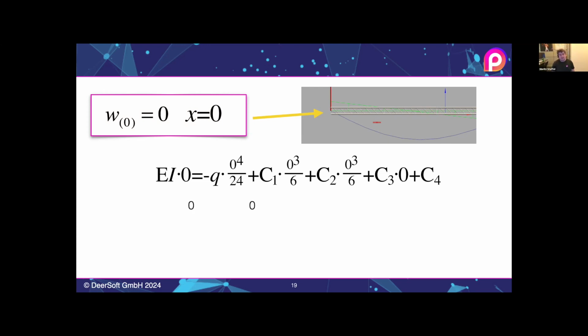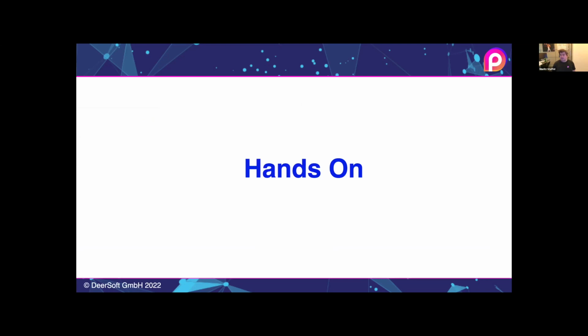This becomes 0. This becomes 0. And then in the end, only C4 equals 0. And that is basically how you calculate such a system. You're setting up specific assumptions about the properties of the truss and how this can actually be used for calculation. There is one important thing to know if you don't meet these assumptions.